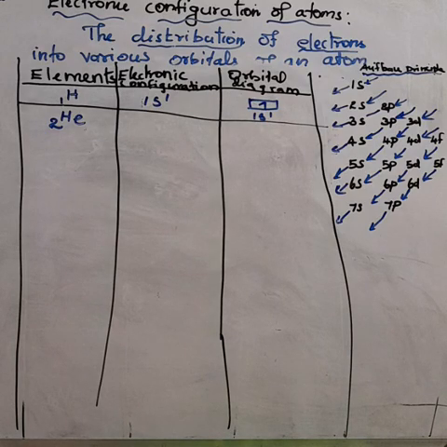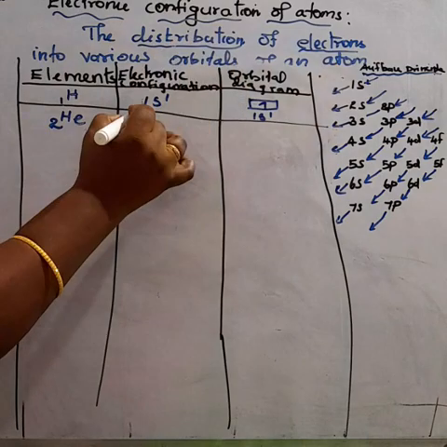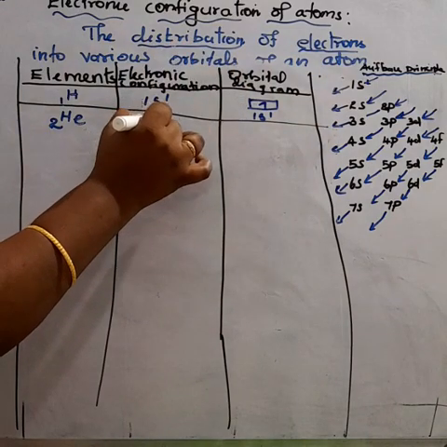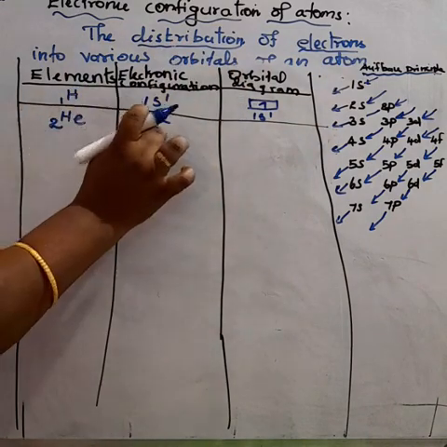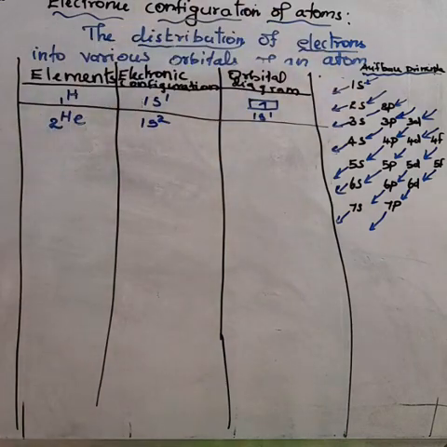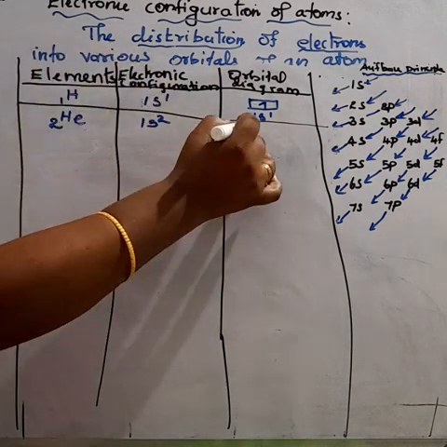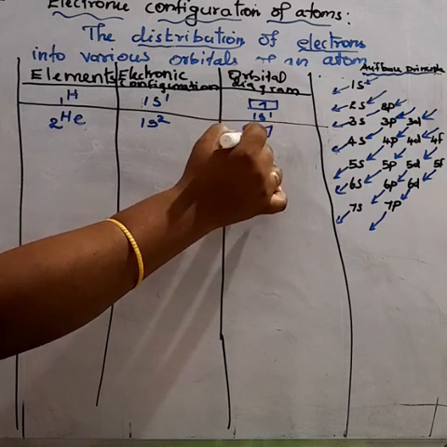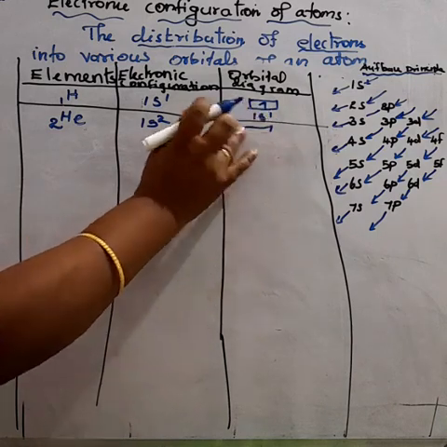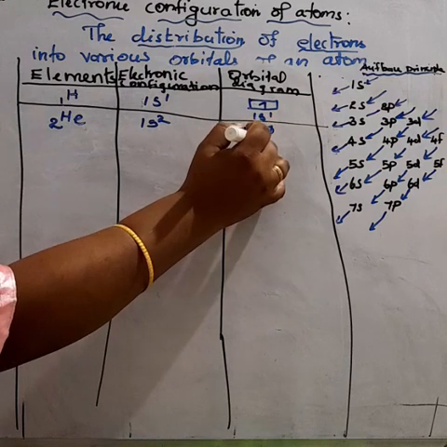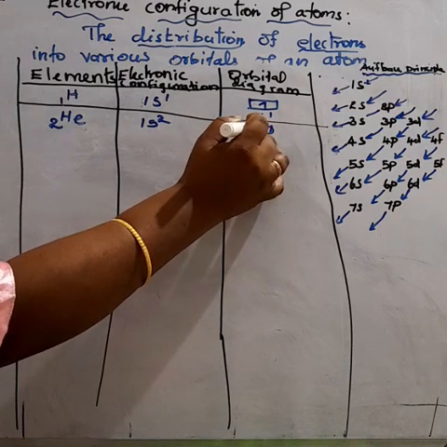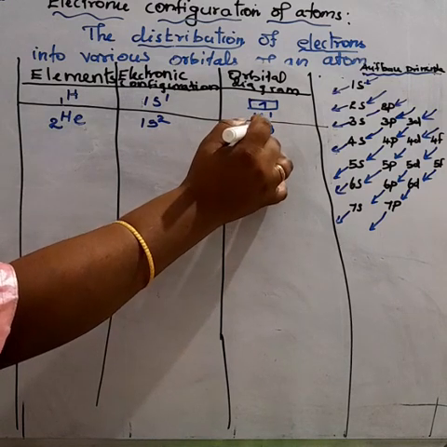So what is the electronic configuration according to the Aufbau principle? For the 1s orbital, you should fill the electrons in the lowest energy orbital. 1s, how many electrons? 2 electrons. Okay, so what is the orbital diagram here? The s orbital, only one orbital is there. How many electrons? 2 electrons. Okay, so 1s2.